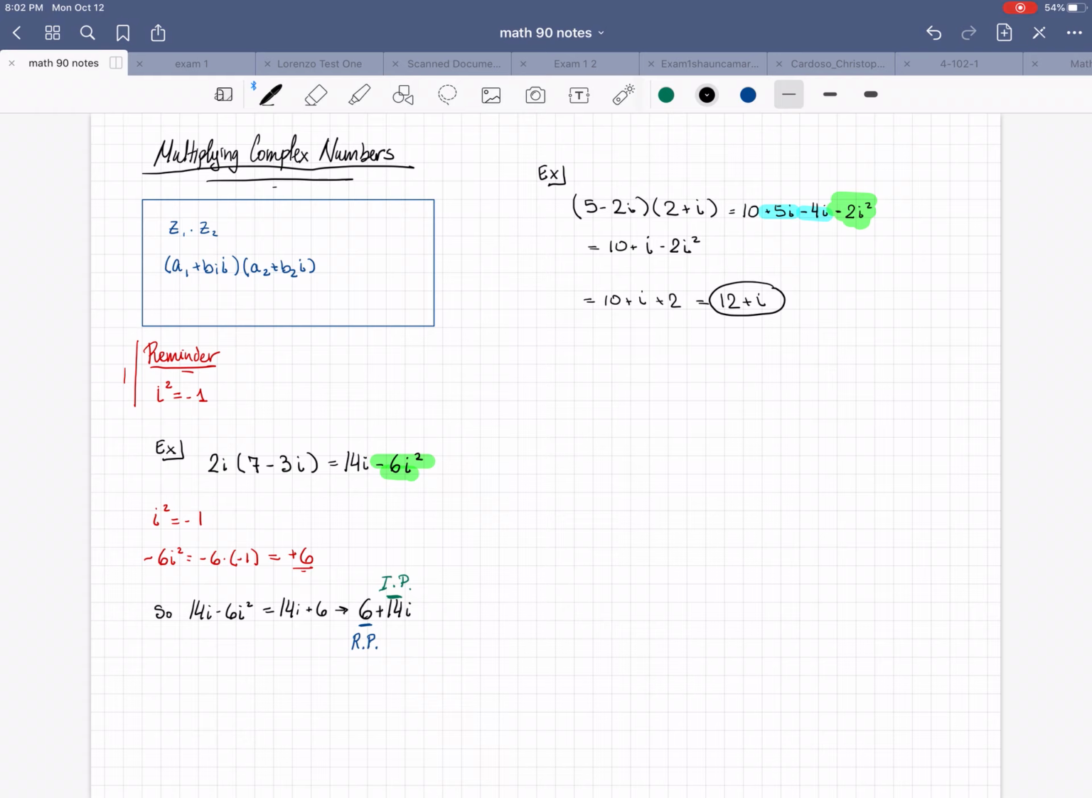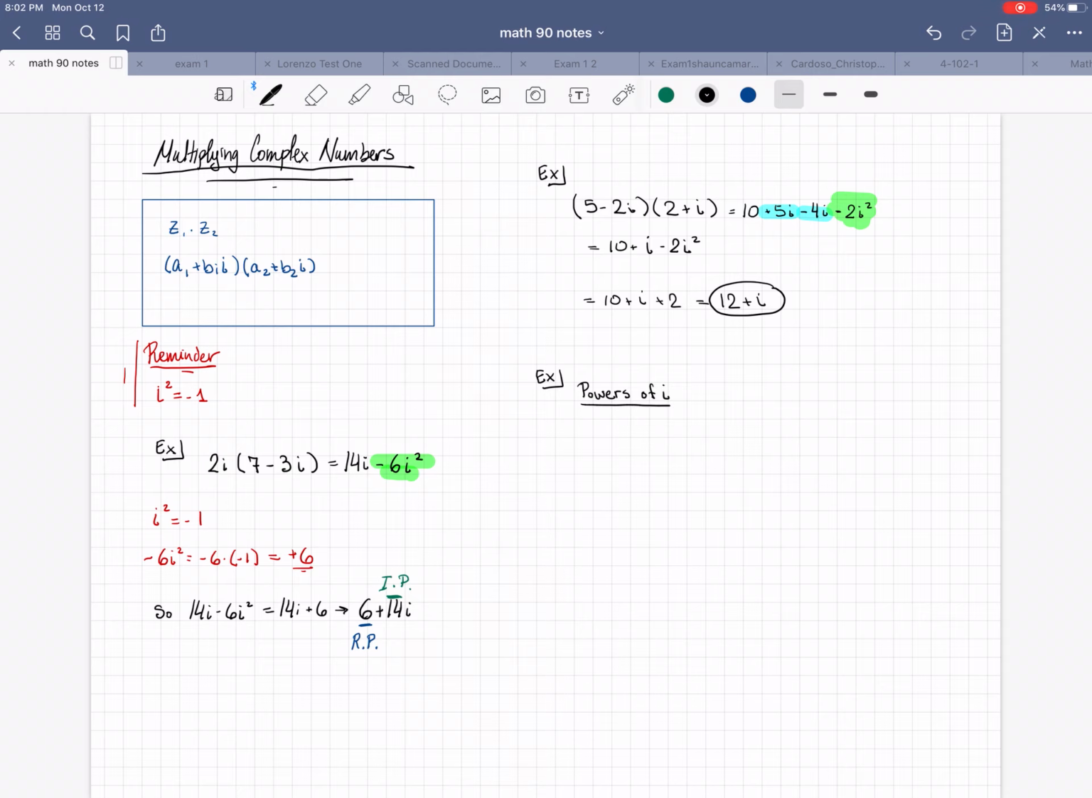So we will do more examples, maybe one more to finish. But before we do more examples of multiplying two complex numbers by each other, I want to take a second here and talk to you about powers of i.